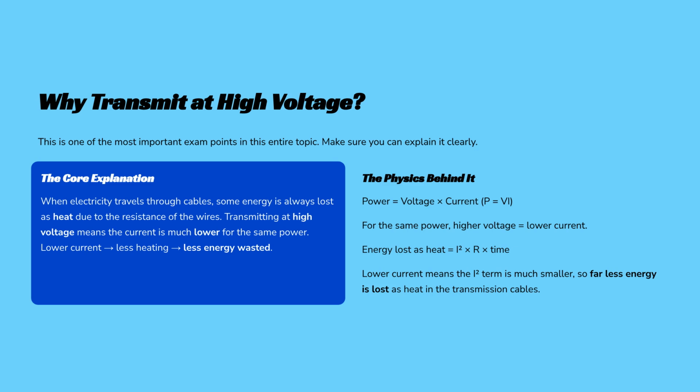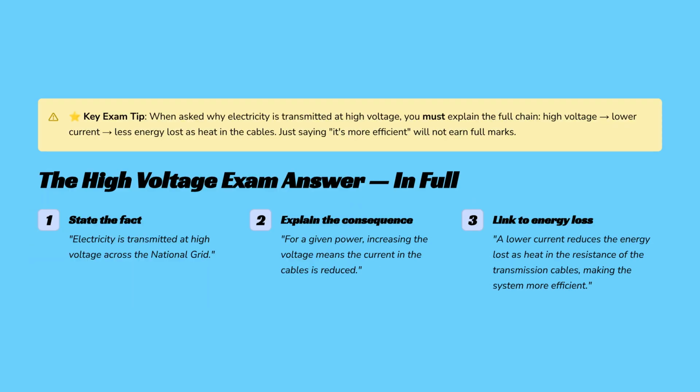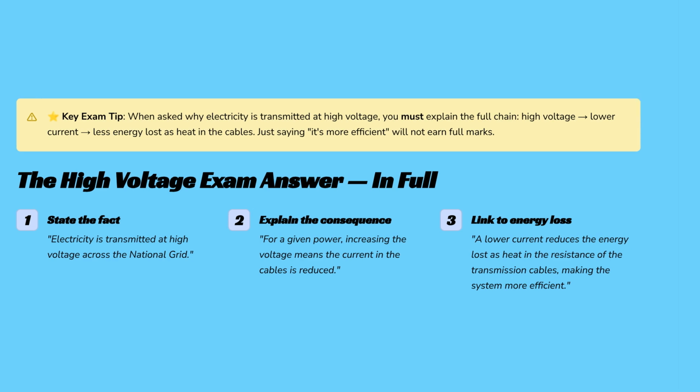Transmitting at high voltage is a crucial concept. By increasing the voltage, we decrease the current, which significantly reduces energy waste through heat in the transmission cables. For full marks in your exam, remember this three-part answer. Describe the high voltage, the lower current, and finally, the reduced heat energy loss in the transmission cables.